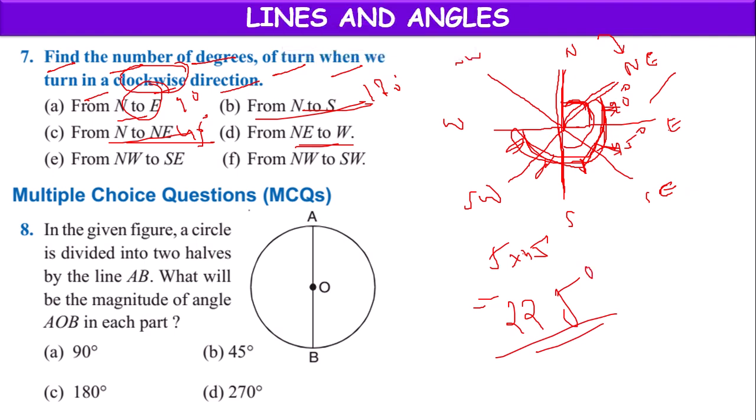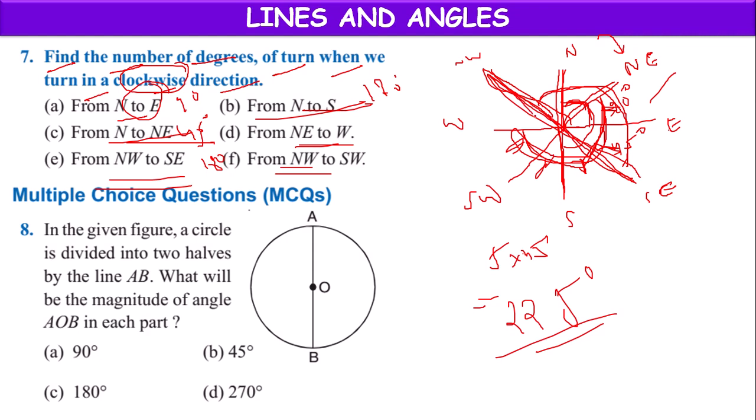225 degrees. Northwest to southeast. This is northwest. Northwest to southeast, this angle. This is a straight angle. Straight angle, 180 degrees.